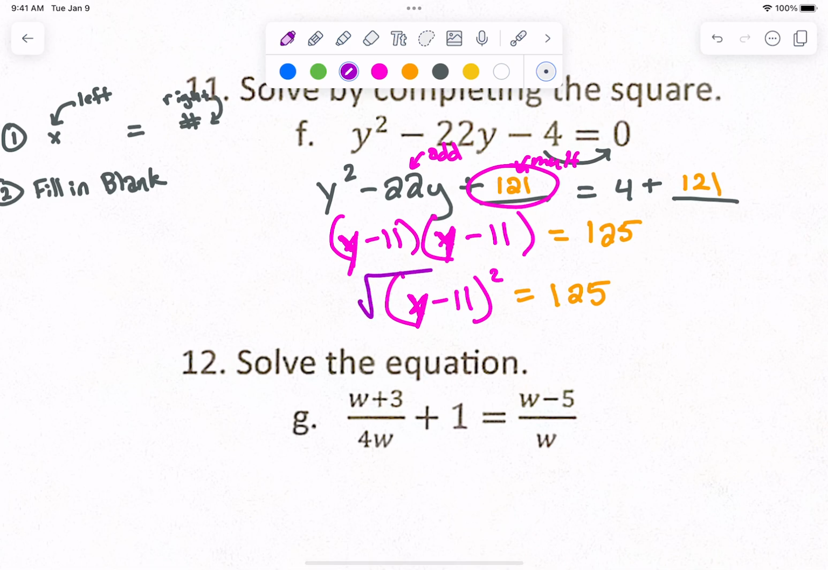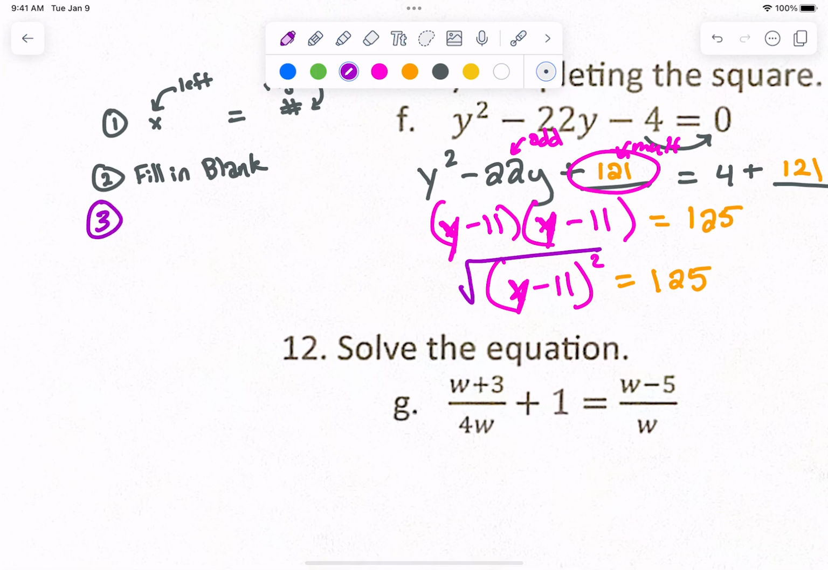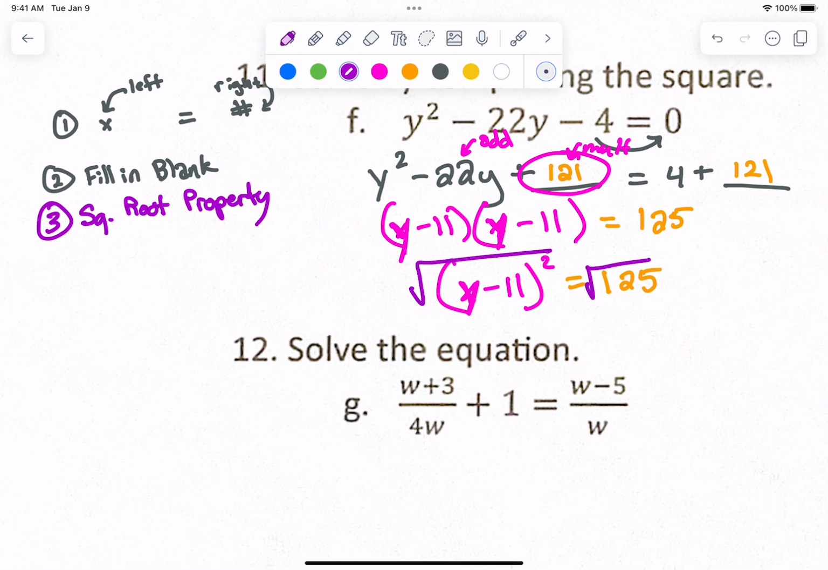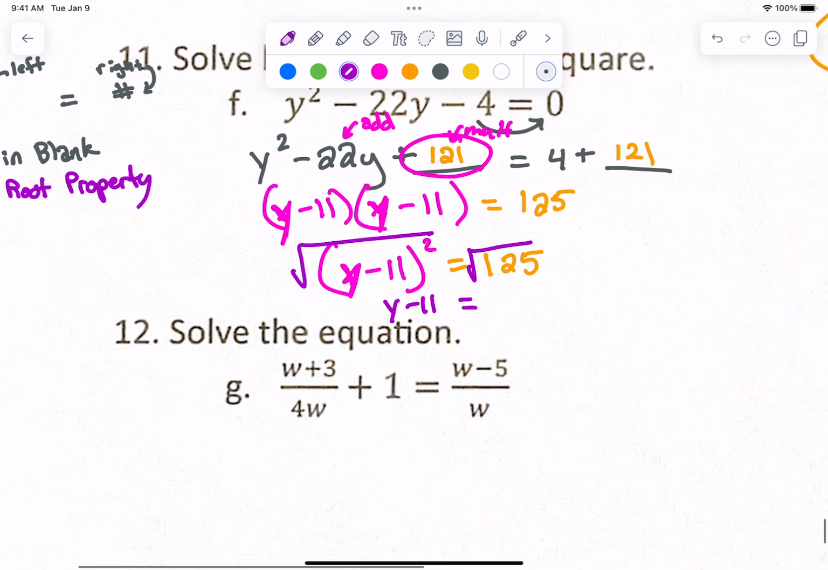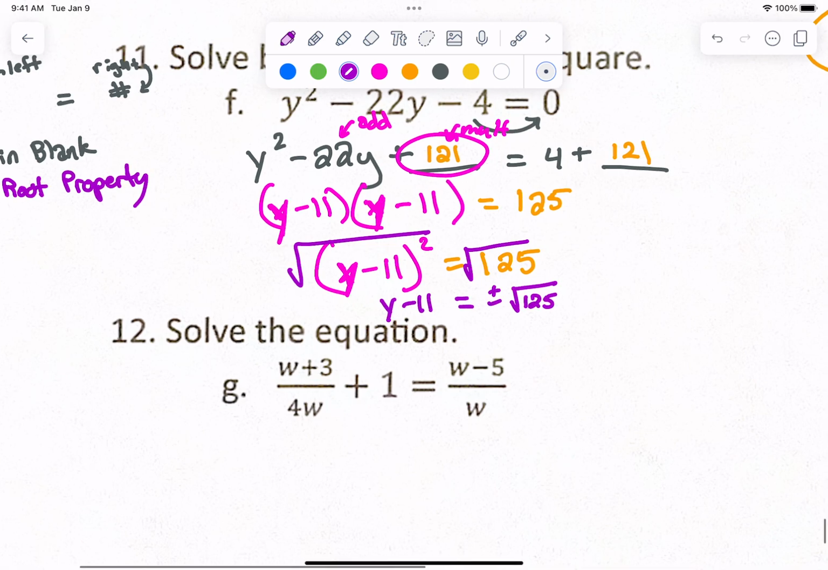Now step number 3, what is this called? The square root property. So y minus 11 equals the square root of 125. Okay, then we do the square root. It doesn't come out nicely. The square root of 125 is 5 square roots of 5, because it's 25 and 5. We'll just leave it as the square root of 125. But we need plus and minus. Don't forget it.